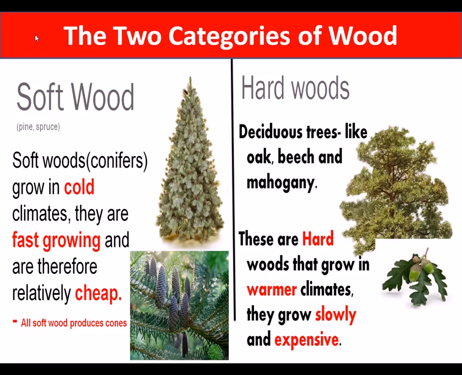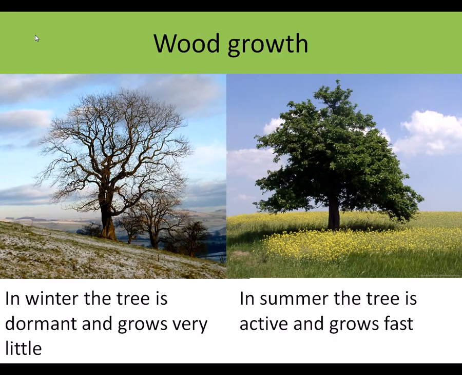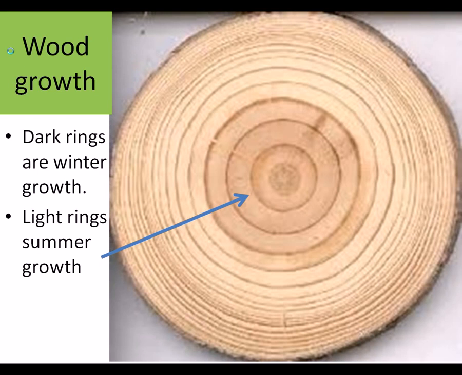Hardwoods are deciduous trees. They're trees that lose their leaves in the winter, and an example there is oak, and there's an oak tree. Each year wood grows like that, so each of these rings on this tree is a year's growth. In the winter the tree is dormant and grows very little. In the summer the tree is active and grows fast, and that's how you get the rings. They're the rings of tree growth.